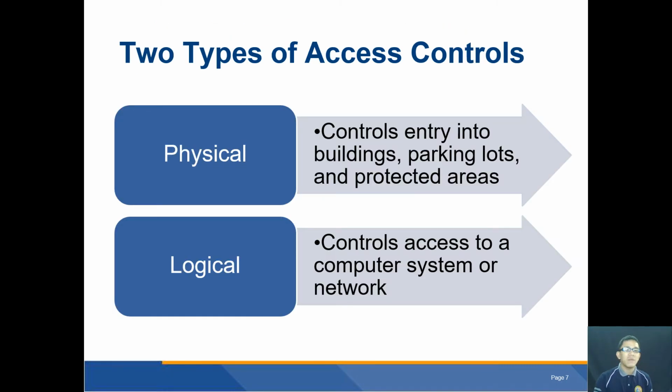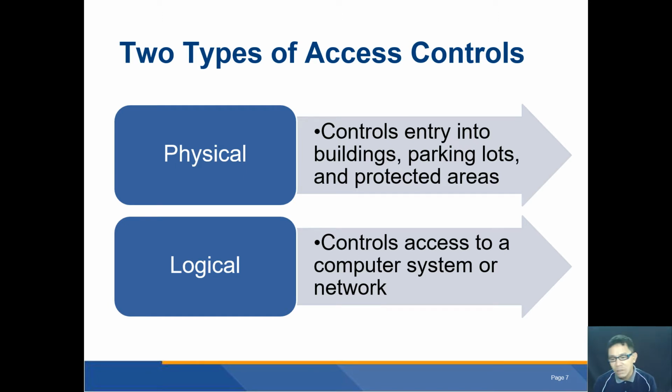Now we have the two types of access controls: the physical and the logical access controls. Physical access controls control access to physical resources, which could include buildings, parking lots, and protected areas. For example, you probably have a key to the door of your office. The key you use to open the door controls the physical access to your office.